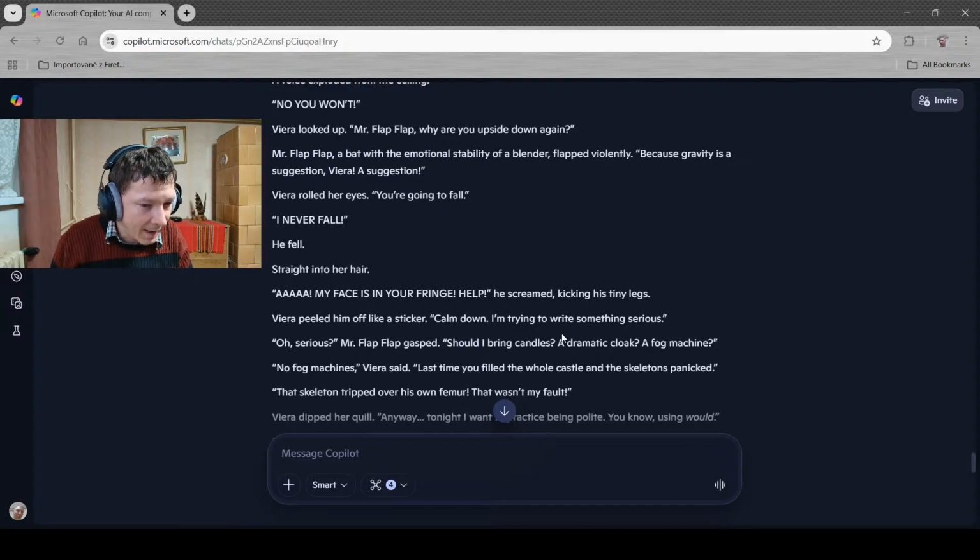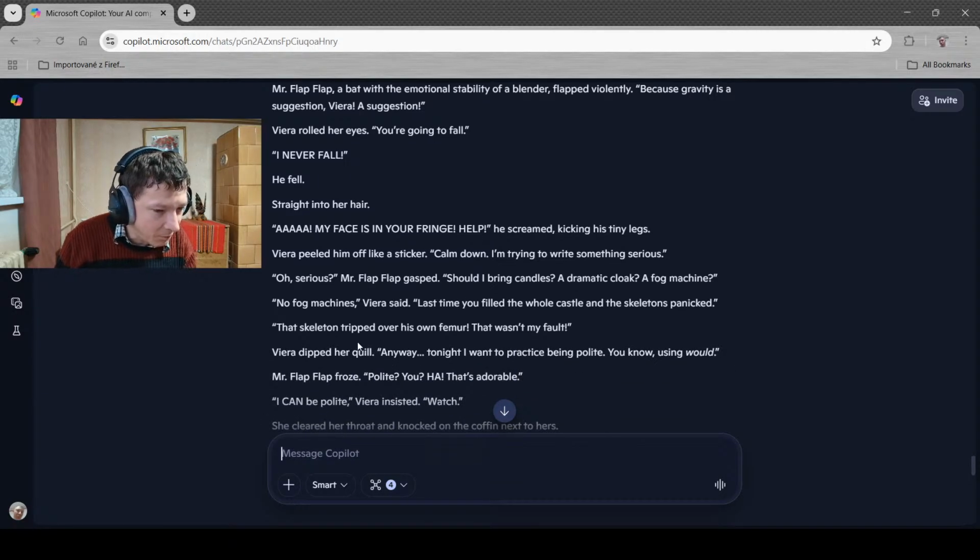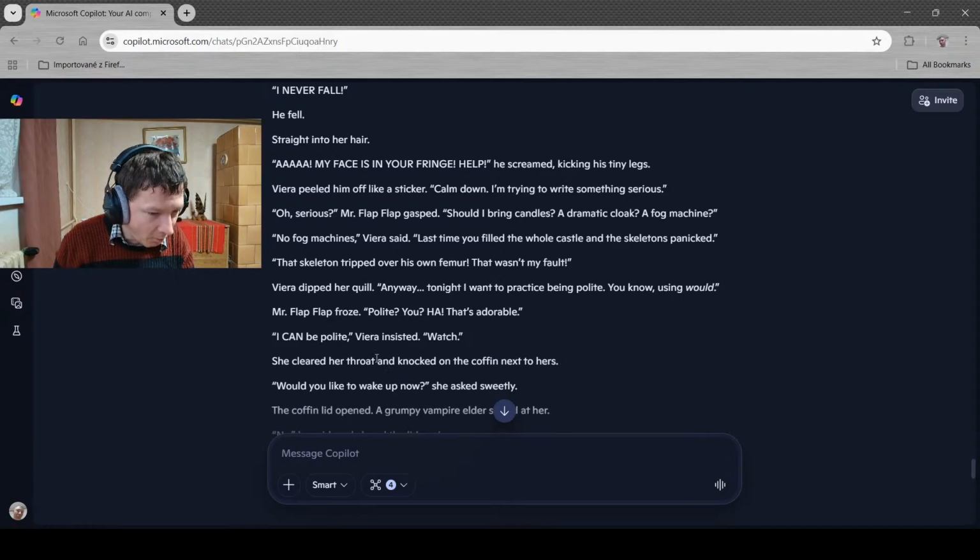"Calm down. I'm trying to write something serious." "Oh, serious?" Mr. Flap-Flap gasped. "Should I bring candles? A dramatic cloak? A fog machine?" "No fog machines," Viera said. "Last time you filled the whole castle and the skeletons panicked. That skeleton tripped over his own femur." "That wasn't my fault." Viera dipped her quill. "Anyway, tonight I want to practice being polite. You know, using words." Mr. Flap-Flap rose. "Polite? You? Ha! That's adorable." "I can be polite," Viera insisted.